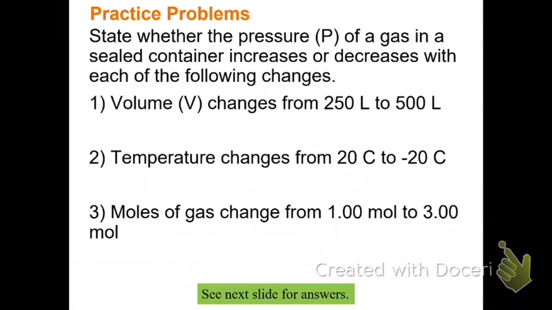What you can do here is to look at how the volume changed. So this is a decrease in volume. So what happens when volume decreases? How would that affect pressure? Well, volume and pressure are inversely related, inversely proportional. So decreasing volume would increase the pressure.